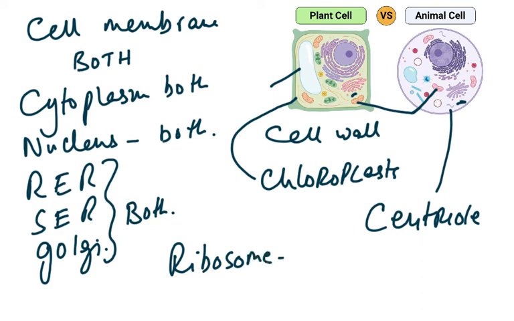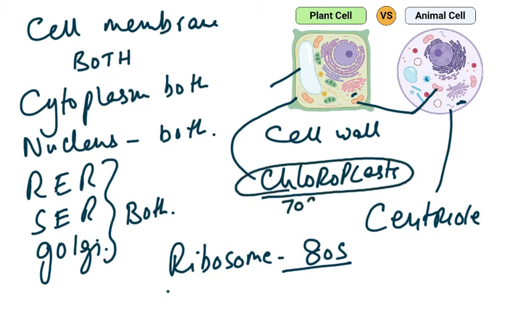Now, the ribosomes which are present in the cytoplasm are the 80S ribosome. But the ones inside the mitochondria and the chloroplast have 70S. Similarly, the mitochondria also has 70S.